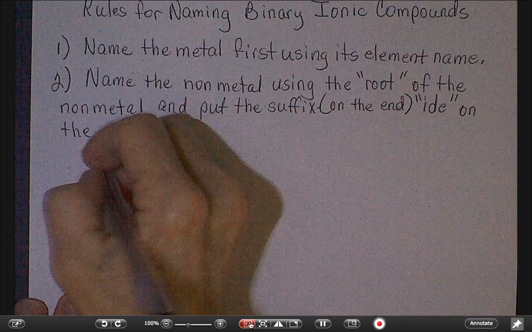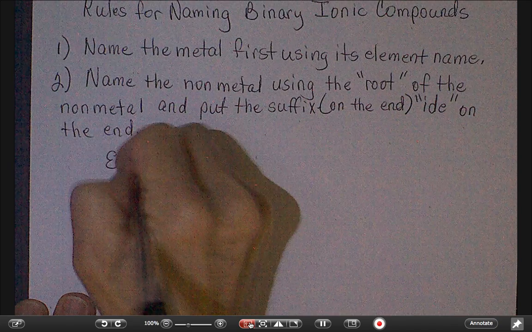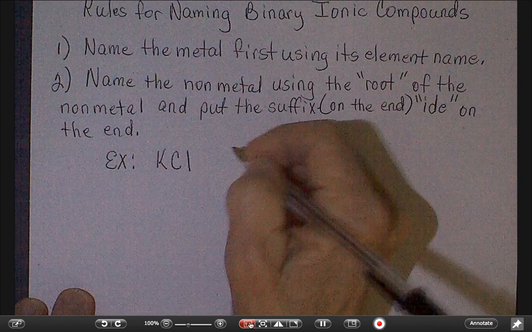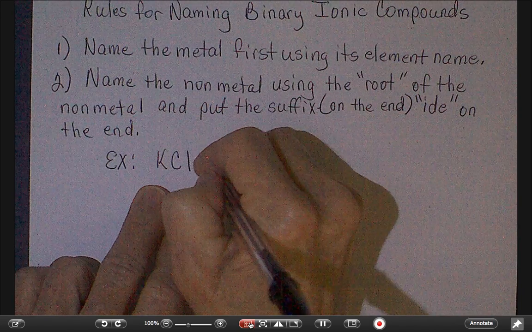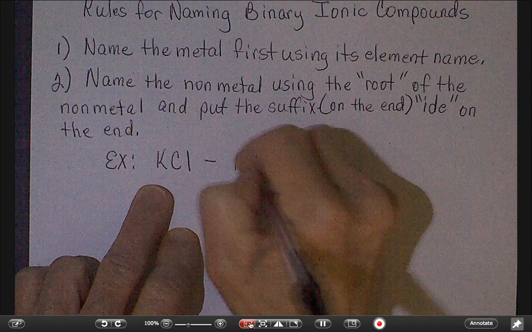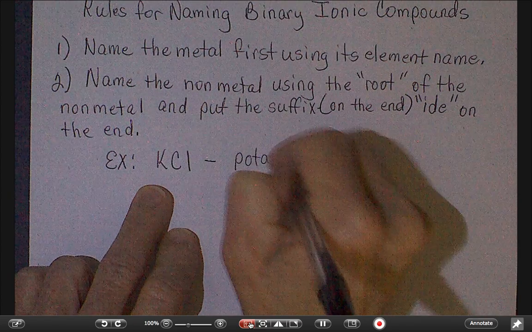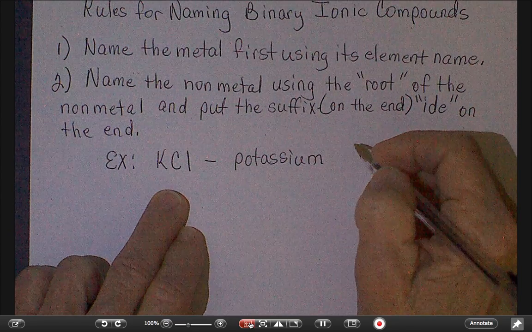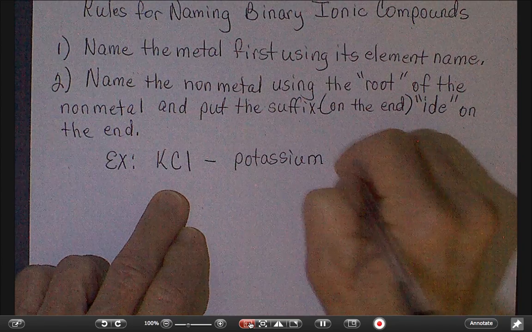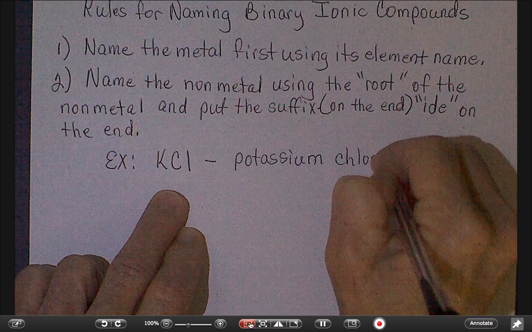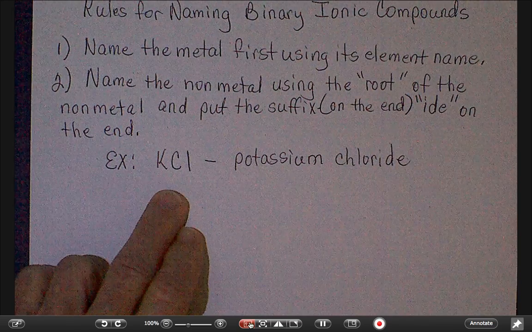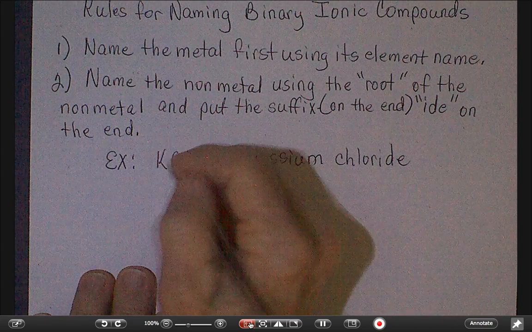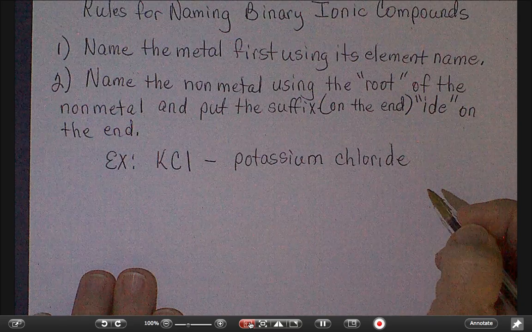Okay, examples. KCl. What is the name of K? Do you do anything to the name of the metal? Nope. Okay. Take the root of chlorine, which is chlor, and end it with IDE. Chloride. What is potassium chloride? It's another salt.